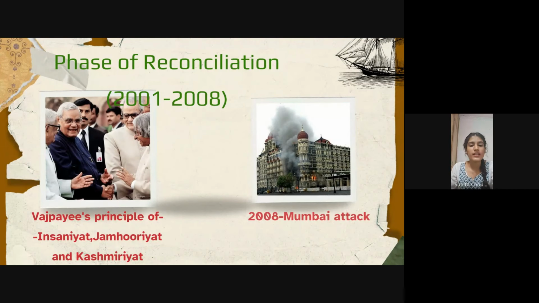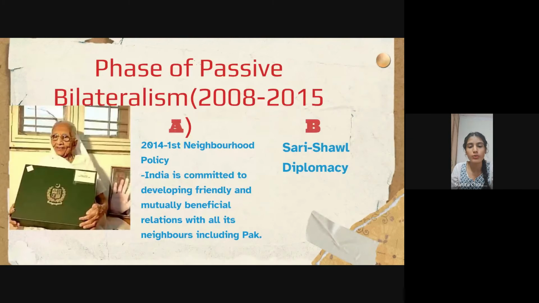Then also Pakistan did not stop, and in 2008 we have seen the attack on the Taj Hotel in Mumbai, and then the third phase, the phase of bilateralism, came into the picture. And in this phase a bilateral dialogue happens between both nations, but it does not last long. But in 2014 India comes with a policy, the Neighbourhood First policy.